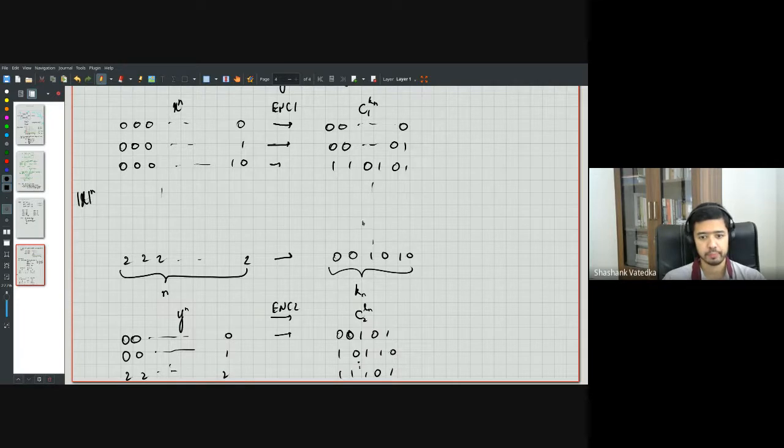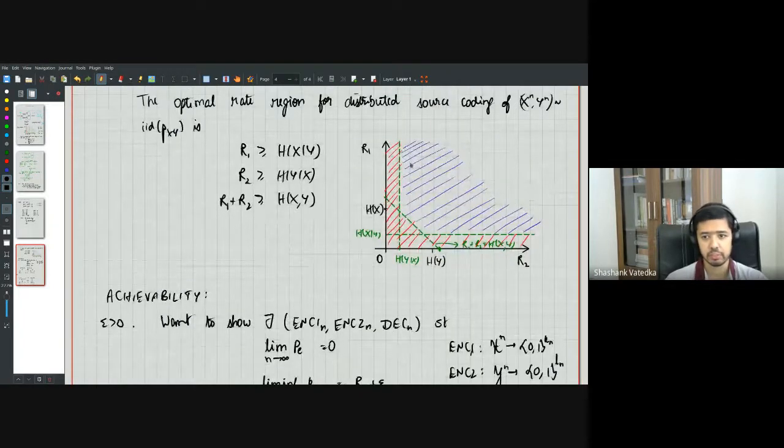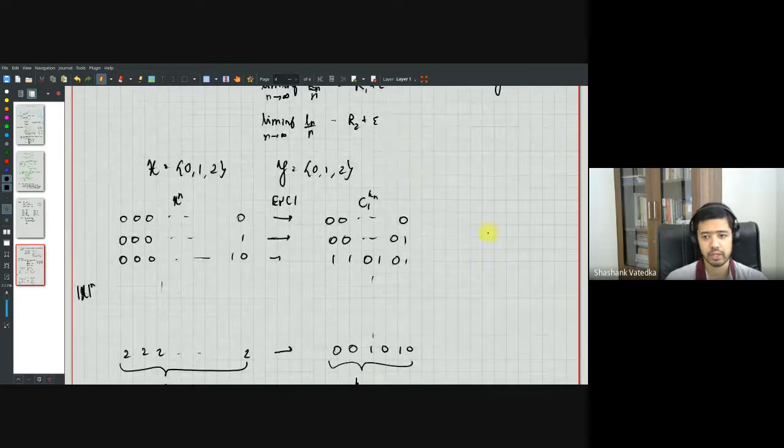All right. So now I'm first going to choose an R1, R2 in the blue region. So R1 is greater than or equal to H of X given Y, R2 is greater than or equal to H of Y given X, and R1 plus R2 is greater than or equal to H of X comma Y. And then I'm going to choose a sequence of kn and ln.